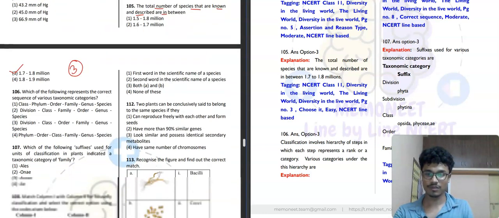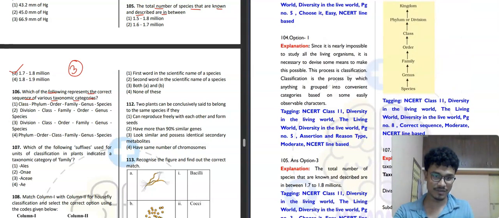Moving towards the next question, 106. It is saying that which of the following represents the correct sequence of various taxonomic categories. And here are the options given. So I have a trick for you. Here you can see in the explanation it is given like this. It's a simple trick. If you remember this KPC of GS, you can remember this for your lifetime.